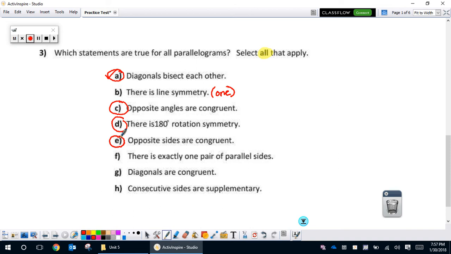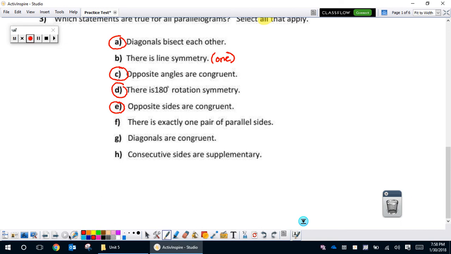Opposite sides congruent. Exactly one pair of parallel sides. We have two pairs, so that is not. Diagonals are congruent. That is not true. And consecutive sides are supplementary. That is not true because consecutive angles are supplementary. So the properties that we definitely know are the diagonals bisect, opposite angles are congruent, 180 degree rotation symmetry, and opposite sides are congruent. I think this is the last question on this page.